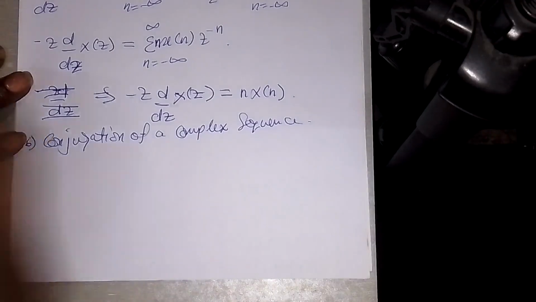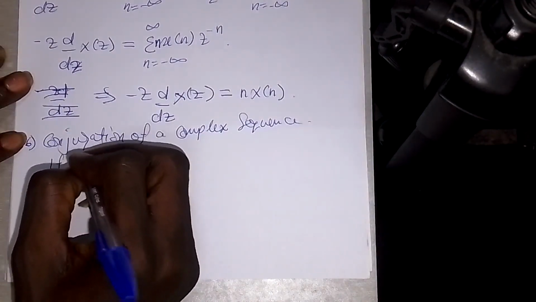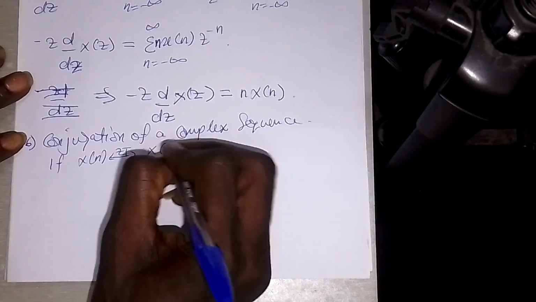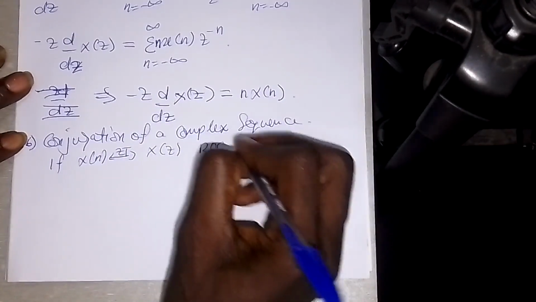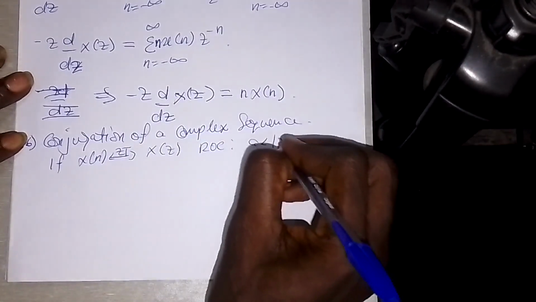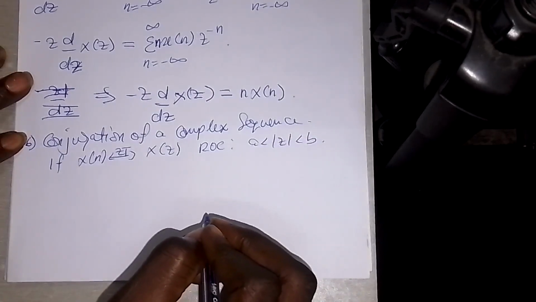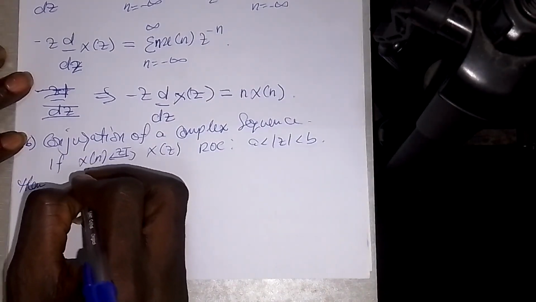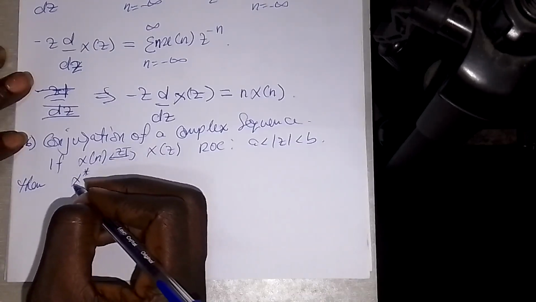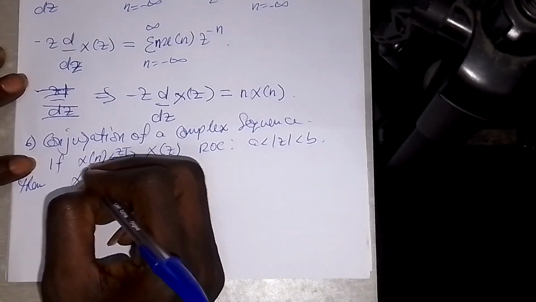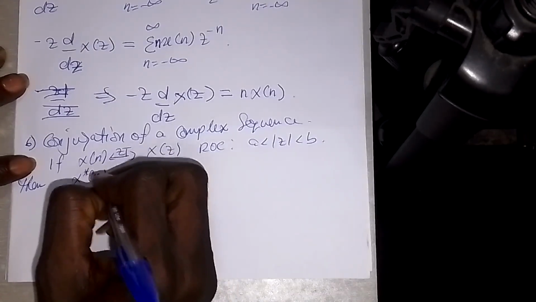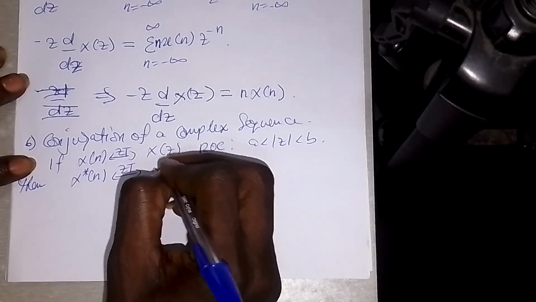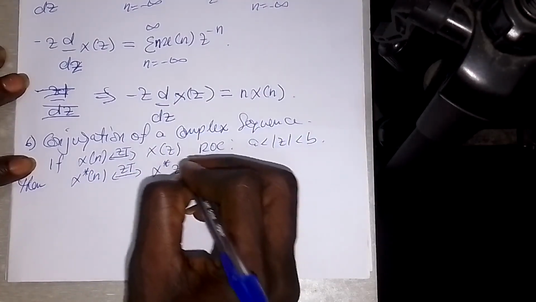Okay, so now here, if x of n has a transform of X of Z, and the ROC is a less than mod Z less than b, then x conjugate, the complex conjugate of x of n, will also have a Z transform of X conjugate of Z conjugate.